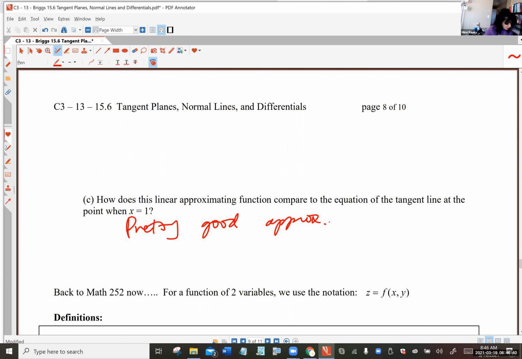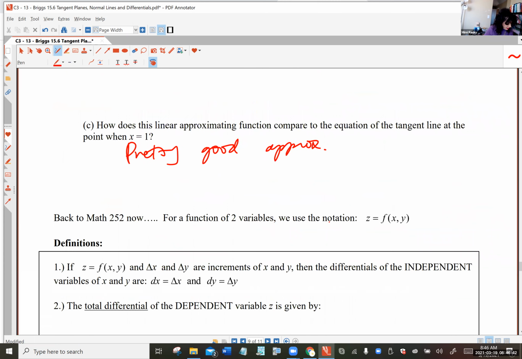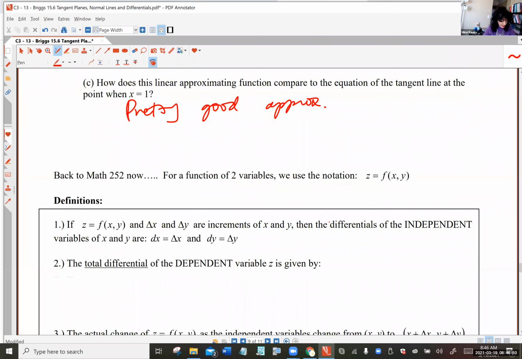Okay, what does this have to do with Calculus 3? Well, let's do the definition for the total differential for a function of two variables here in Calc 3. So let's say you had z equals f of x y, and let's say delta x and delta y are increments of x and y. Then the differentials of the independent variables of x and y are dx, which is pretty much the same as delta x, and dy will be the same as delta y.